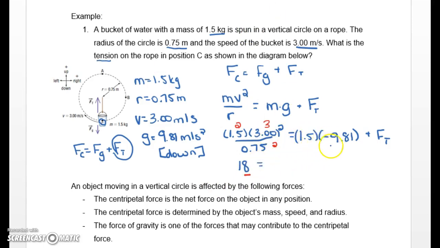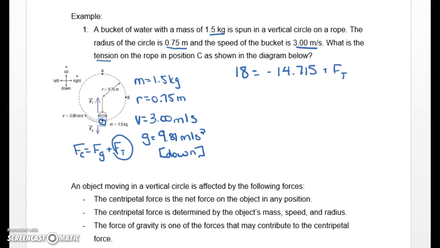So now simplifying this gravitational force, we're going to go 1.5 times negative 9.81, and that is negative 14.715, and then plus a tension force. Alright, so I'm actually running out of room on this page, so please, if you need to, pause the video, write down your work, and then I'm going to erase it here in just a second, and we will start back at the beginning of that little section there. So pause it right now if you haven't.